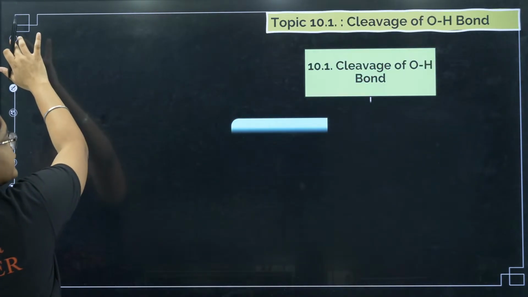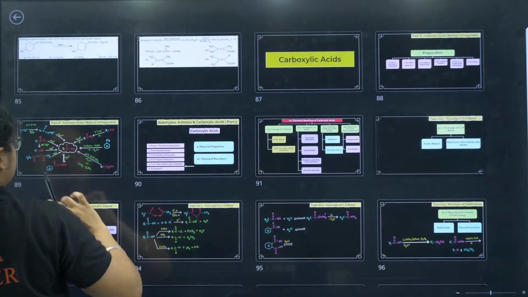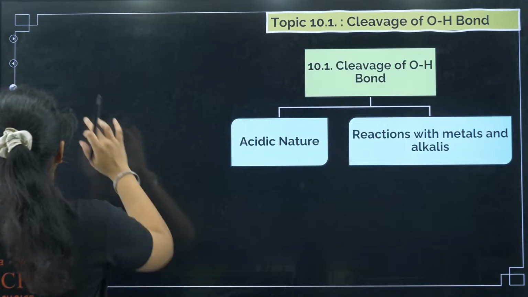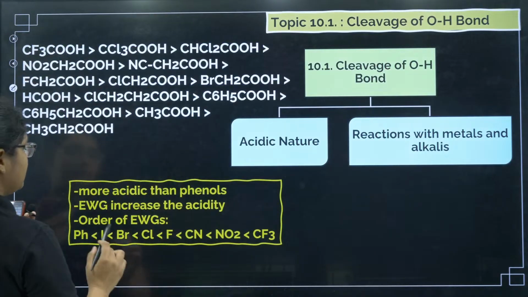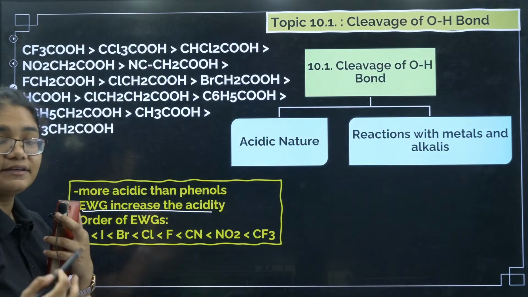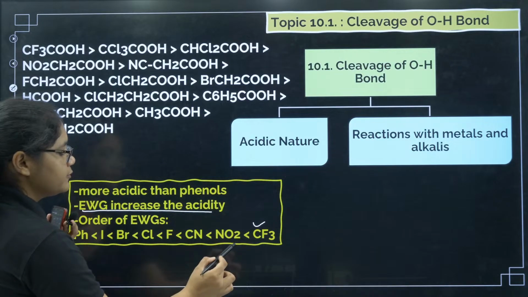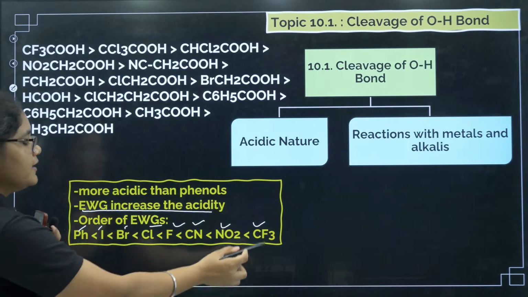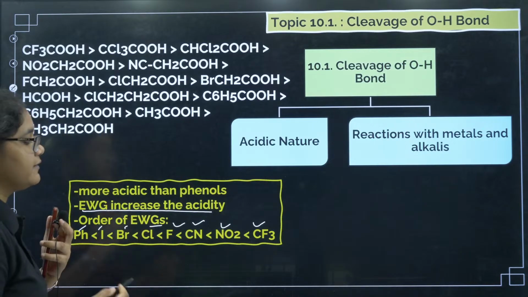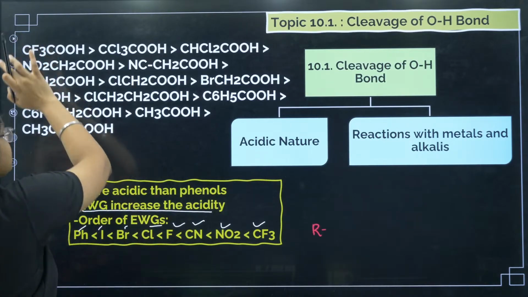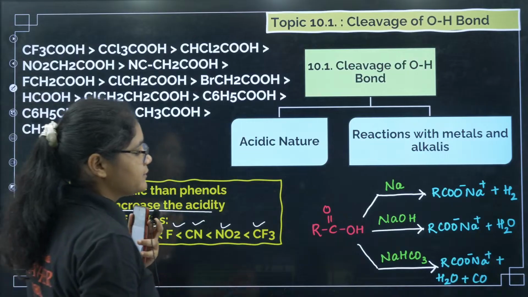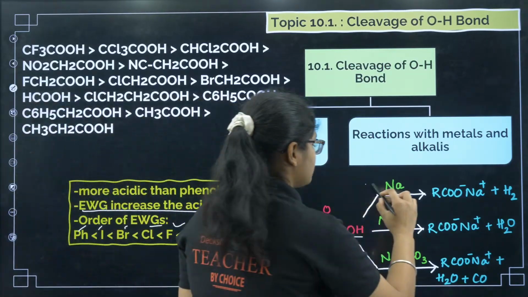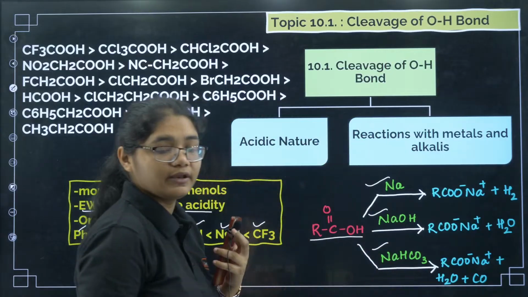Okay, you can see here in acidic nature, what will happen? If I have an electron withdrawing group, acidity will increase. So what are the electron withdrawing groups? CF3, NO2, CN, F, chlorine, bromine, iodine, and phenol. These are the electron withdrawing groups, and they will increase the acidity. Next we have reactions with metals and alkalis. RCOOH can react with sodium, NaOH, and NaHCO3 to give you salt.